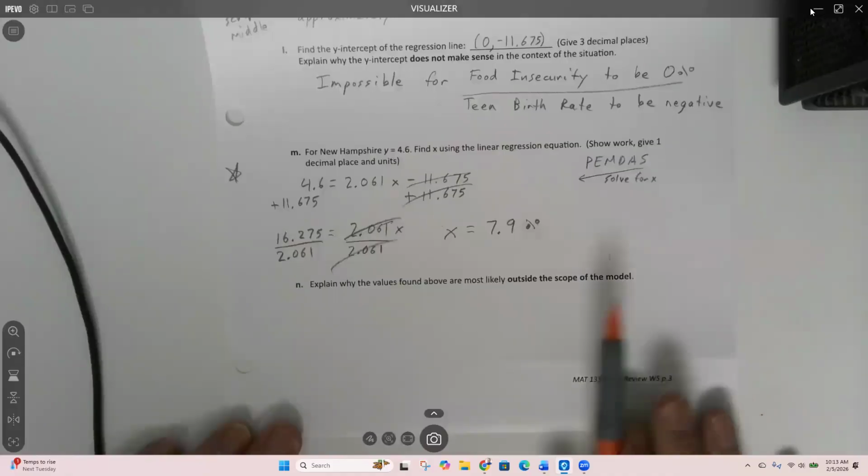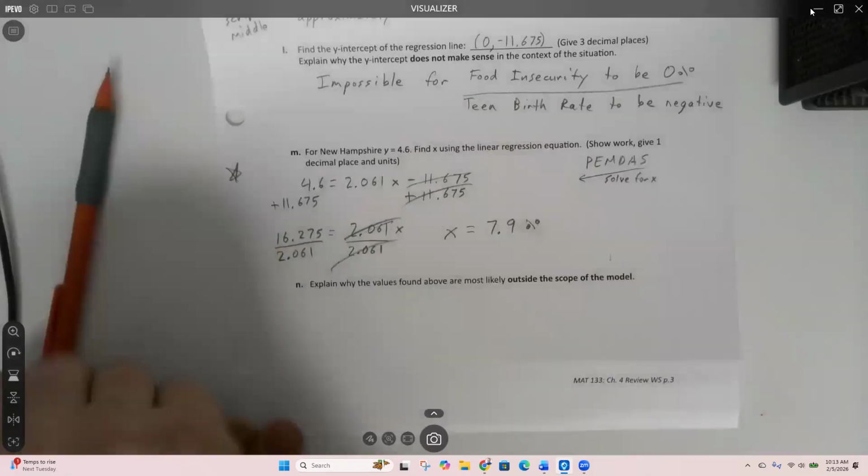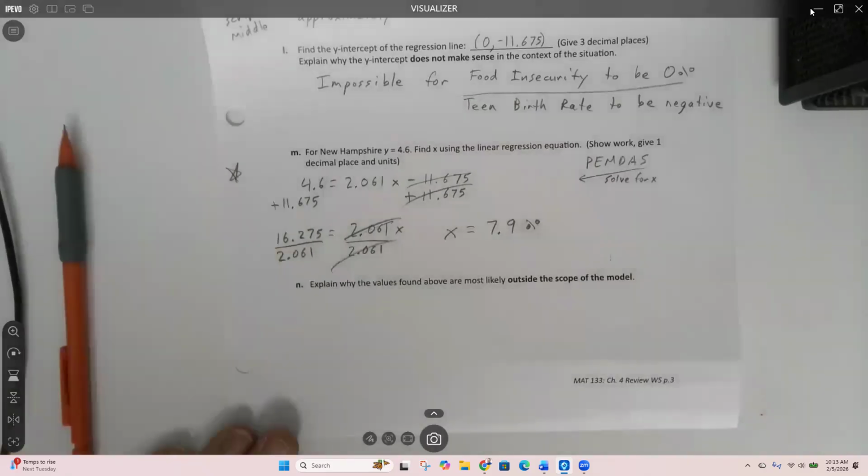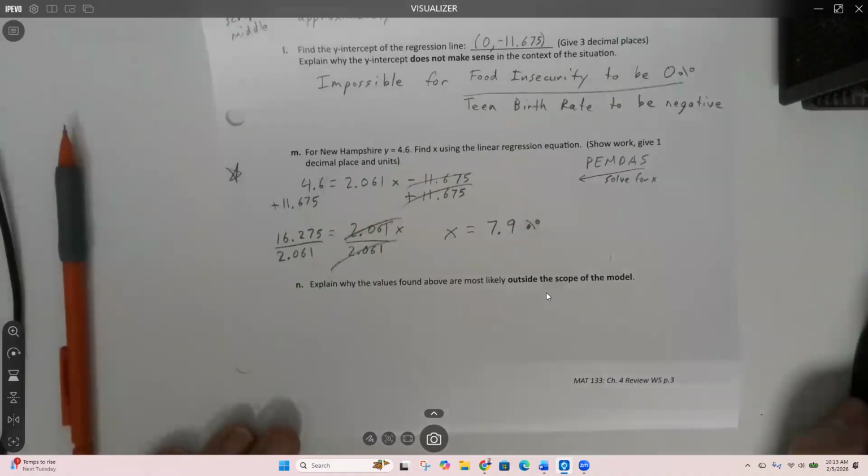So outside the scope of the model, what does that mean? What is the scope of the model? So the scope of the model was what I was talking about earlier. I was using the word range because we're more used to that word. Technically, range is something else, right? It's the max minus the min. But you understand what I'm getting at. The range is what numbers are in the middle. Okay. So going back over here to my line.